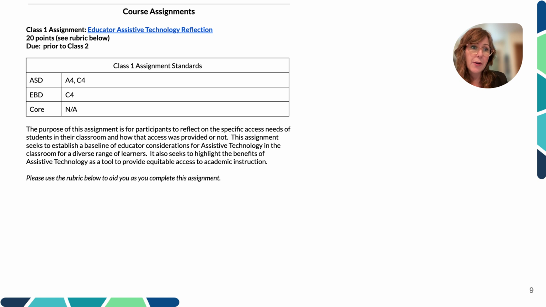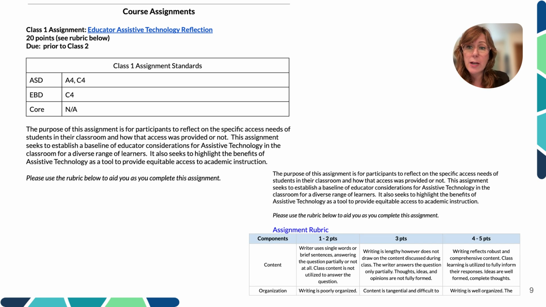Okay, now I have shown you where each assignment can be found in the syllabus grid. In addition to the syllabus grid, there is additional information about each assignment within the body of the syllabus. Again, we're using class 1 as our example. You can see that the class 1 assignment is listed at the top of the description, followed by the number of points the assignment is worth and when the assignment is due. There is a description of the purpose of the assignment, and then you will see the grading rubric specific to that assignment directly underneath the description.